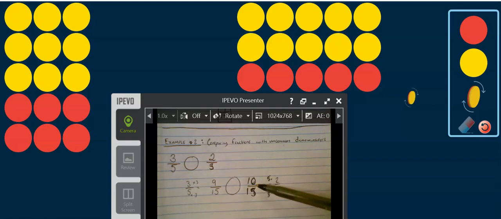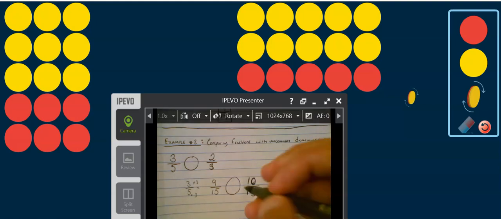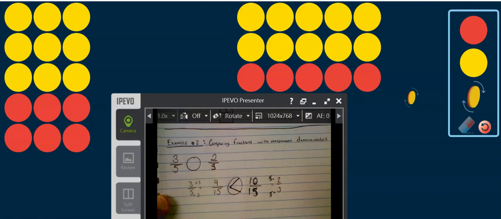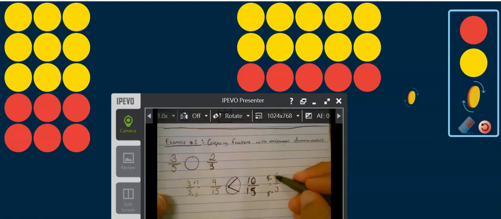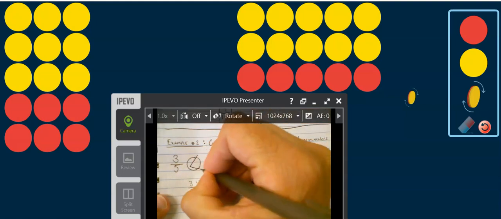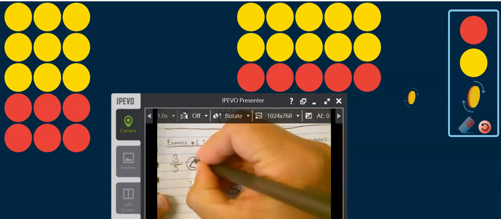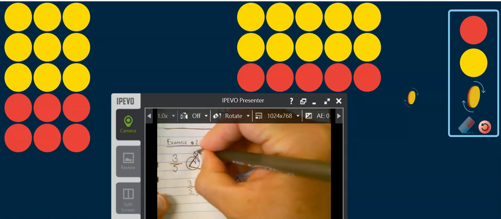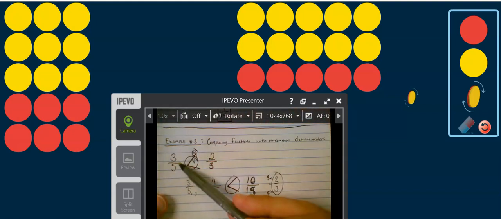And now because the denominators are equivalent, they both have 15 total chips, I can compare the counts. Which one is greater, 10 or 9? In this case, 10/15 is greater than 9/15. So when I go back to the original problem, 2/3 must be greater than 3/5. So my greater than symbol will open towards the 2/3, and it is read as 3/5 is less than 2/3.